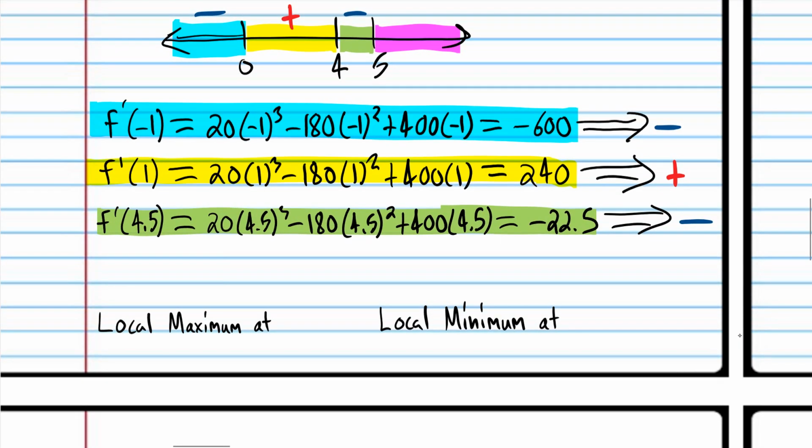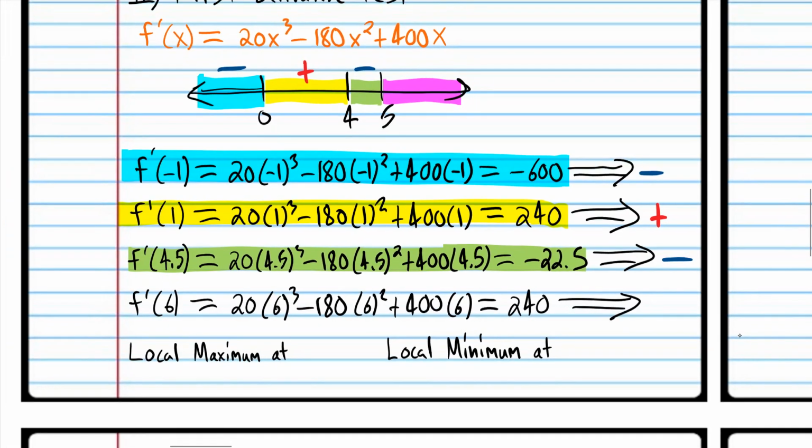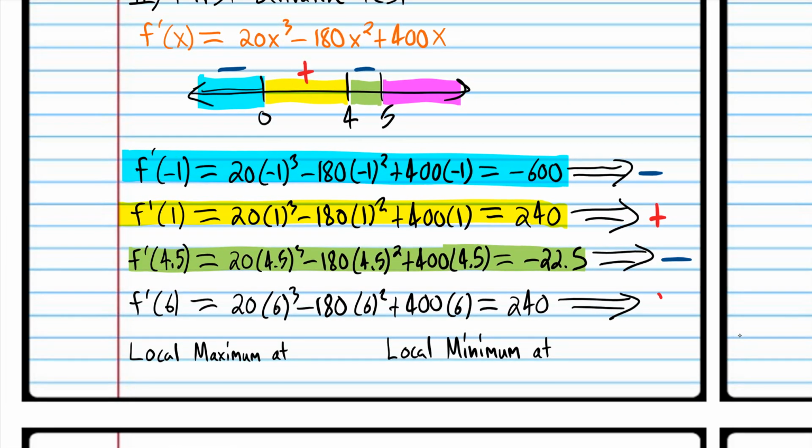And finally, we just need to check the purple. So I'm going to choose 6. Now again, 6 is a very big number, so you may want to use your calculator for this. That's completely fine. So let's enter that into our calculators, and I got 240. So that is a positive number, and so this region is positive up here.